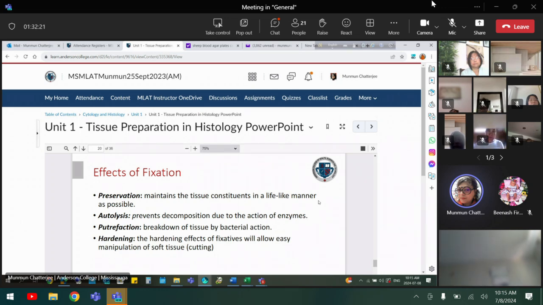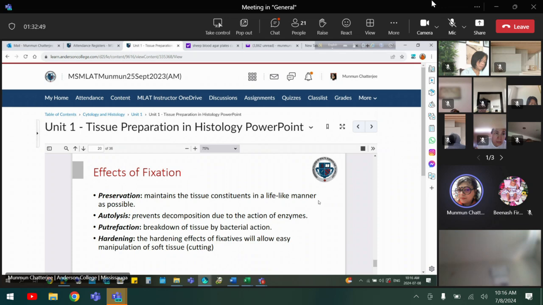That is important, it comes in questions. What is autolysis? Putrefaction, hardening. Each of these terminologies is very important and is going to come as a question in different ways. What is the breakdown of tissue due to bacterial action? It's called putrefaction.